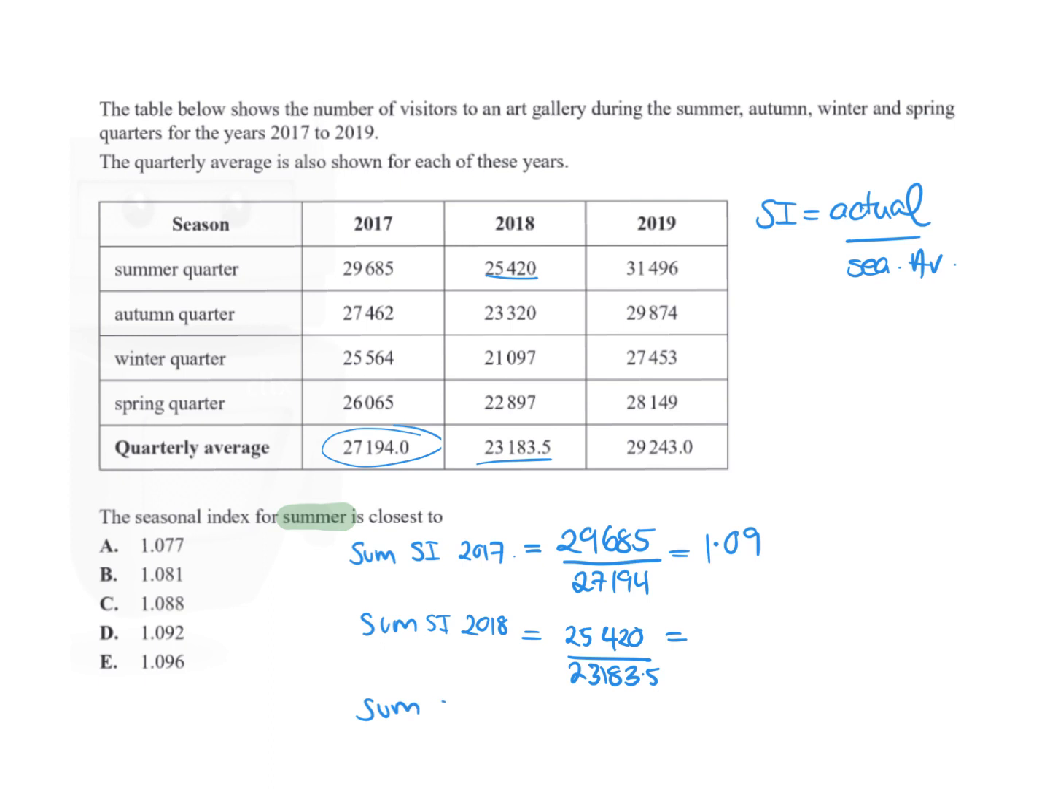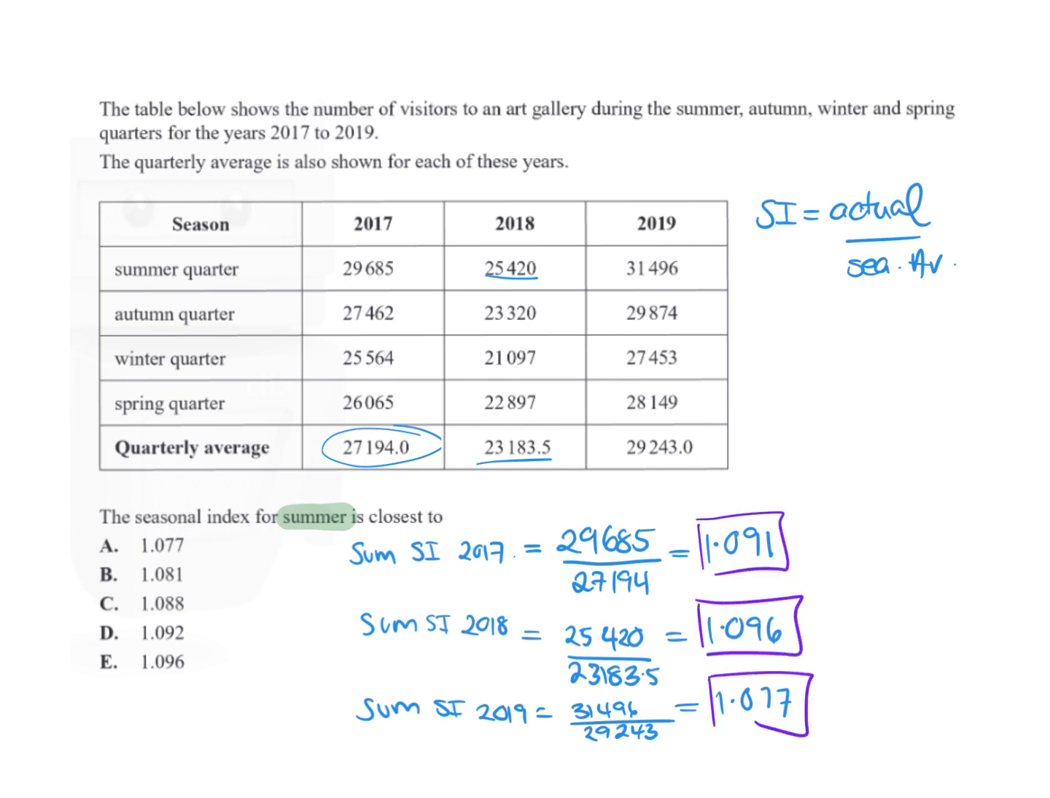And then I'll have to do summer seasonal index for 2019, which actually had 31496 divided by its seasonal average, which was 29243, and we're going to get an answer. Because I got 3 decimal places, I'm going to write mine in 3 decimal places: 1.096. Right, so once you have the 3 of them, you then have to average them out to get the overall summer seasonal index. So we're going to add them up and divide by 3, and that will get us our answer. So I get 1.088, so we get that answer.